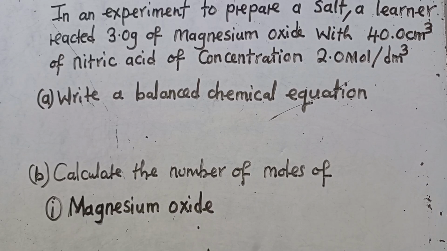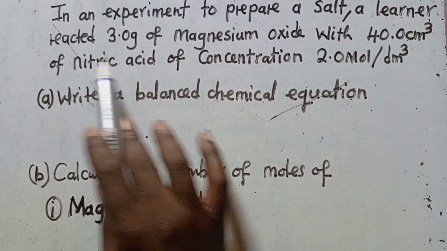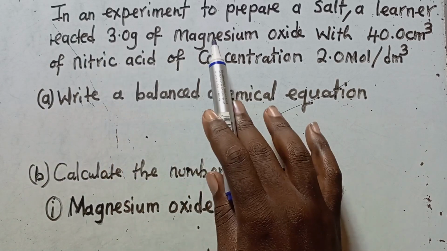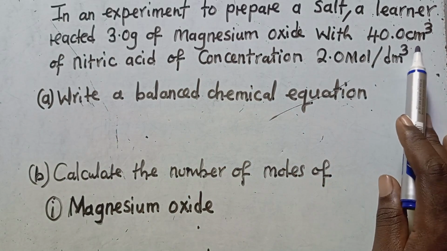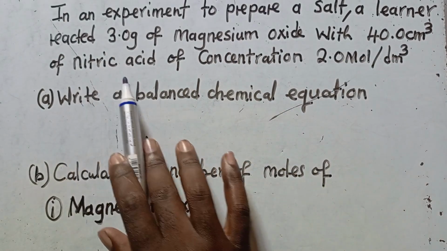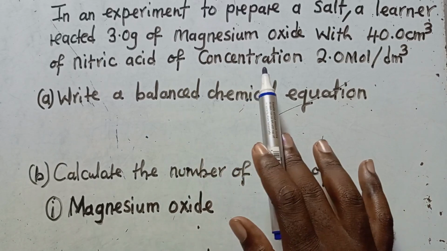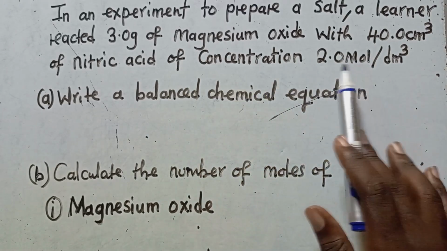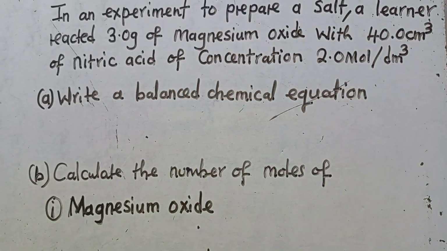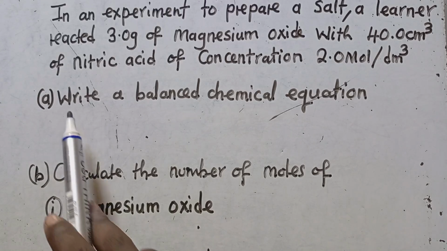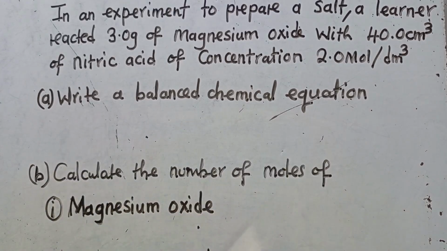That is a salt. So Elena reacted 3.0 grams of magnesium oxide with 40.0 cubic centimeters of nitric acid of concentration, we've got concentration which is what? 2.0 moles per cubic decimeter. It's a wonderful question. Then the first question is saying, write a balanced chemical equation. So we want to come up with a balanced chemical equation.